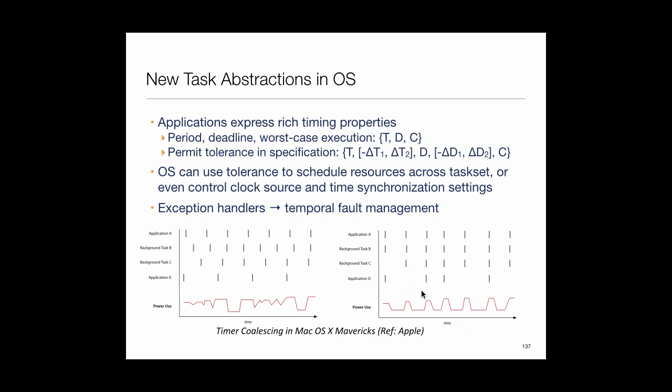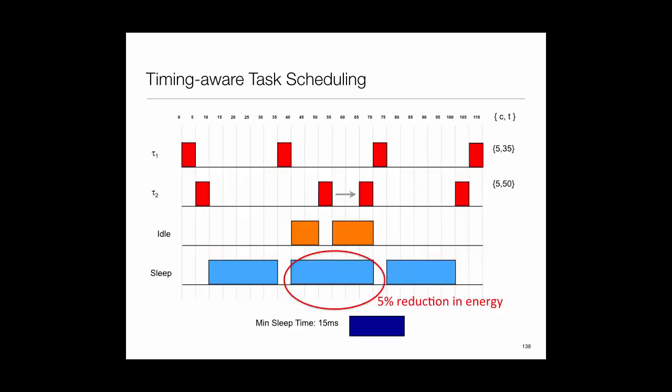So this was one of the things Apple touted as a mechanism they have for better power management in their newest OS. Windows 8 also has something similar. They just call it something differently. Timing-aware task scheduling more generally can shift things around in a real-time system. Maybe I can delay a task until a little bit later so that I maximize the sleep time opportunity.